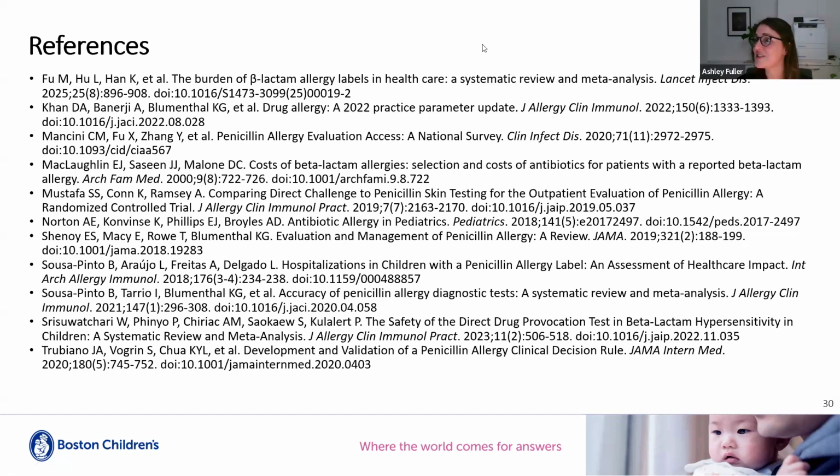So let me stop this share and open the chat so I can see faces and try to answer any questions you may have. Ashley, I think you have a new question here from Rachel. Wonderful. Are direct challenges typically performed for other types of antibiotics, for example, cefadroxil, in addition to penicillin and amoxicillin? Thank you, Rachel.